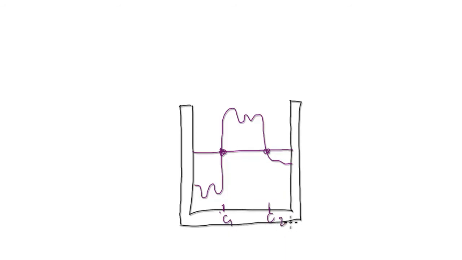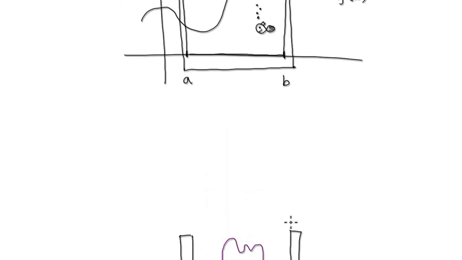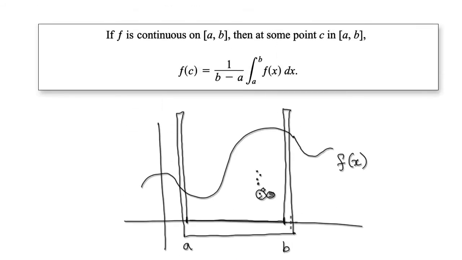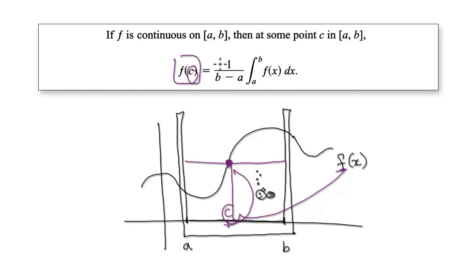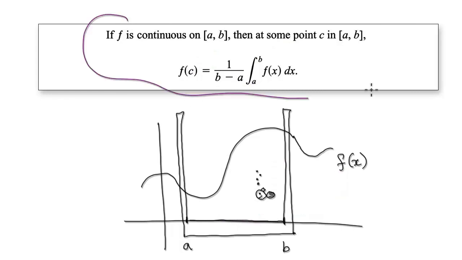There must exist at least one c where if you put it into the function itself, it will jump to this thing here. So this is a height. This is a height, and this is also a height, and they happen to be the same. Okay, so that's what this theorem is saying.